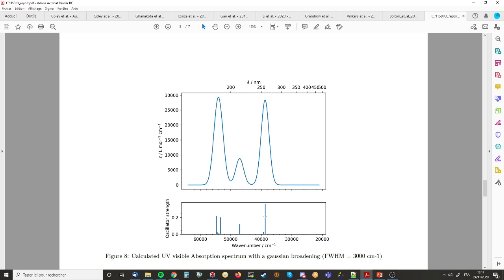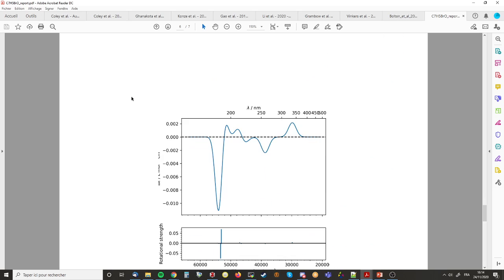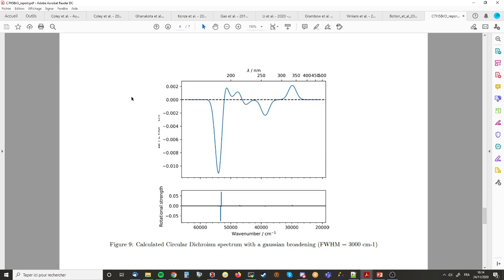That means that for each transition we consider a Gaussian form that is proportional to the oscillator strengths, and so you don't have the energy and the oscillator strengths depending on the energy. You have directly the molar absorptivity. And if you have a chiral compound, you have the circular dichroism.